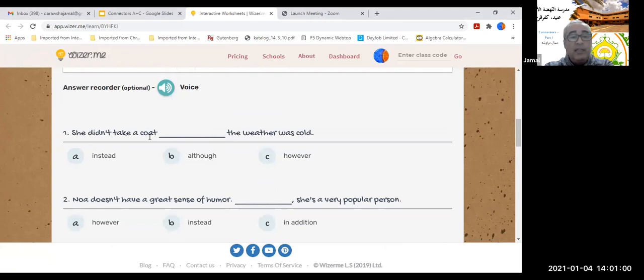She didn't take a coat. The weather was cold. What do you think? Instead, although, however. Exactly. Although she didn't take a coat, although the weather was cold.